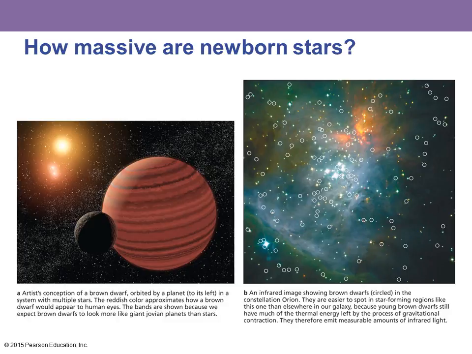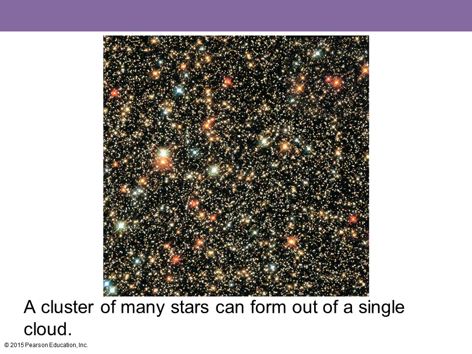So how massive are newborn stars? Well, we have these little circles here on the letter B side of the picture that shows where we have the possibility of brown dwarfs in the constellation of Orion. Apparently they're giving off a heat signature which is certainly less than that of a real star. A cluster of many stars can form out of a single cloud, so the cloud must be very, very large in order for lots of stars to form from it.